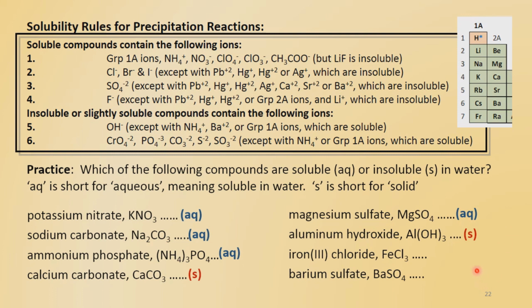How about iron-3 chloride? We saw up here that all chlorides are soluble unless they're combined with lead-2, mercury-1, mercury-2, or silver. Iron is not in that list, and therefore iron-3 chloride must be soluble. And finally, how about barium sulfate? We saw that all sulfates are soluble unless they're combined with lead, mercury, silver, calcium, strontium, or barium. It turns out that barium is one of the exceptions. Barium sulfate happens to be insoluble.